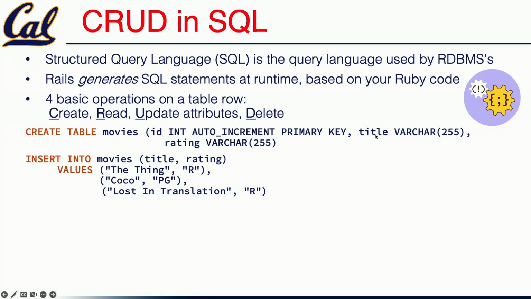So we would create a table with a title column that is a string of up to 255 characters, pretty common. And there's also a rating column, same thing. And now I could create a new row by saying insert into this table, given the column headings of title and rating.